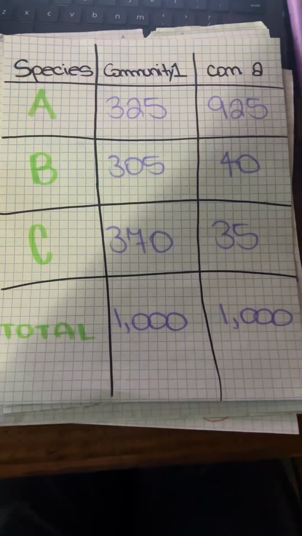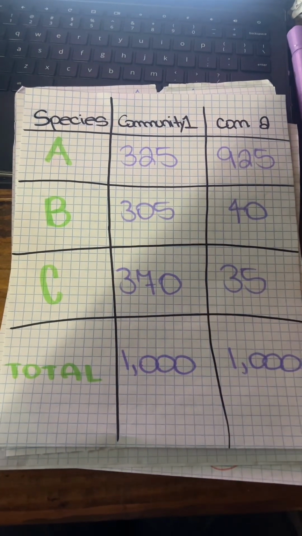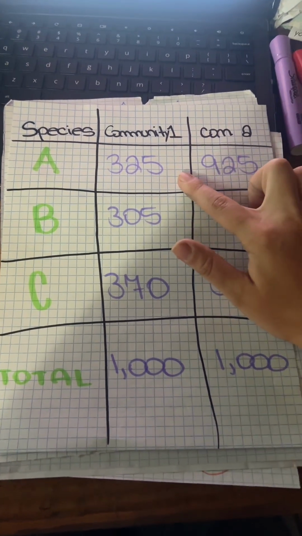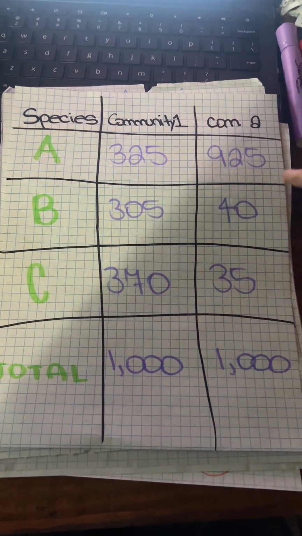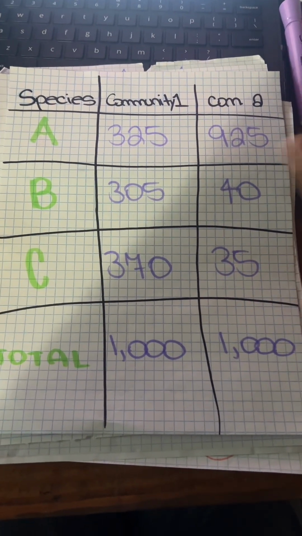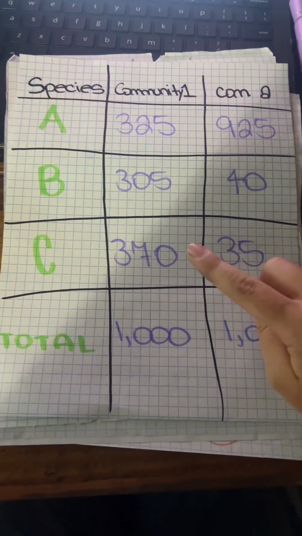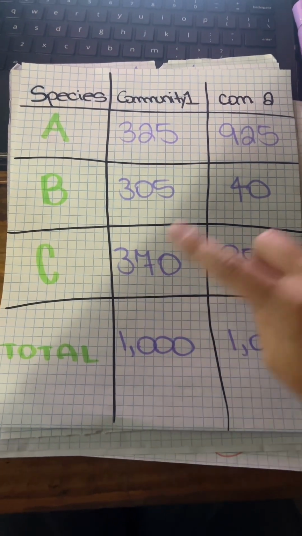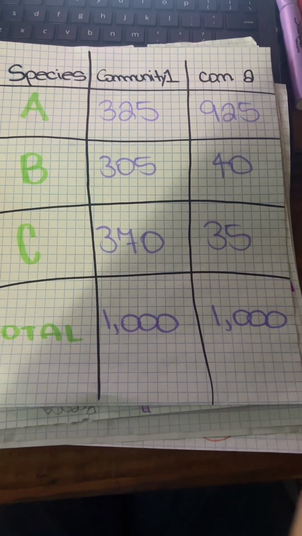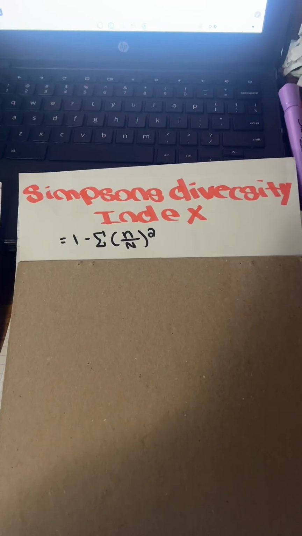Okay, so here I have two communities, and we have three different species in each community, and we have their total. So we have 325 of species A in community 1, 925 of species A in community 2. For species B, we have 305 in community 1 and 40 in community 2. In species C, we have 370 in community 1, 35 in community 2, and then both of them have a total of 1,000.